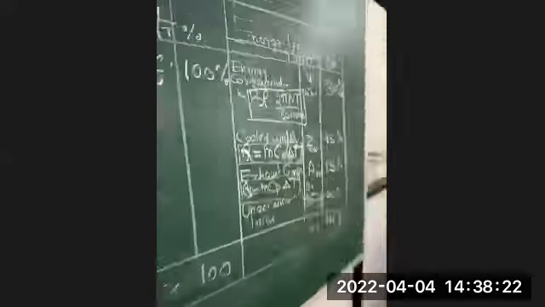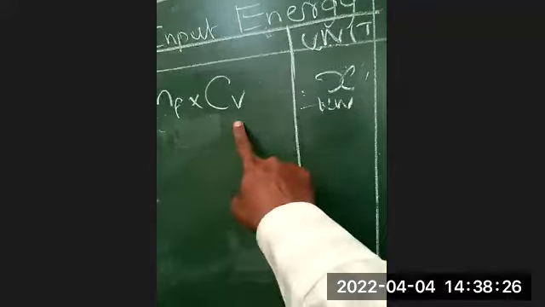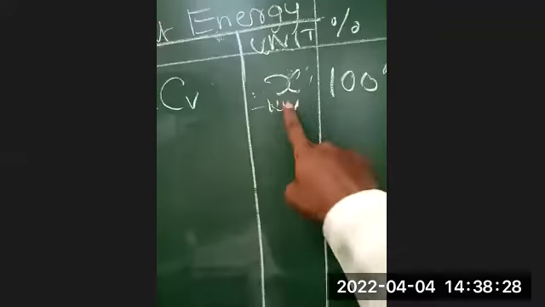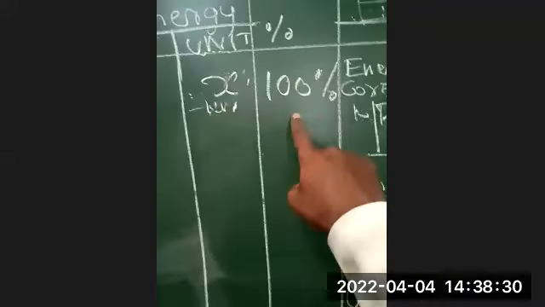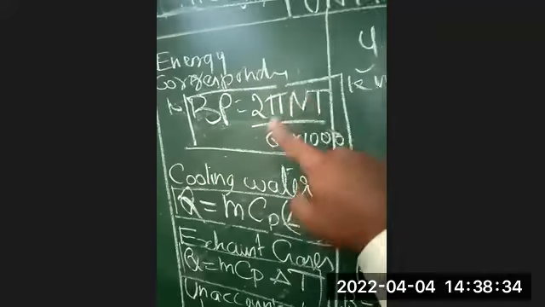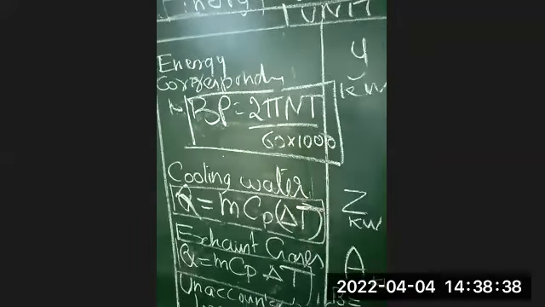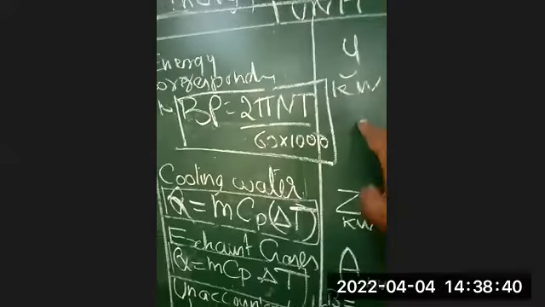It is coming from the fuel. So here you can see the energy is coming from the fuel, which we have written in the form of MF into CV, which accounts to some number. We say this is 100%, and some part of that energy is being converted into brake power, which we calculate using 2 pi N T upon 60,000, which we say is Y kilowatts.